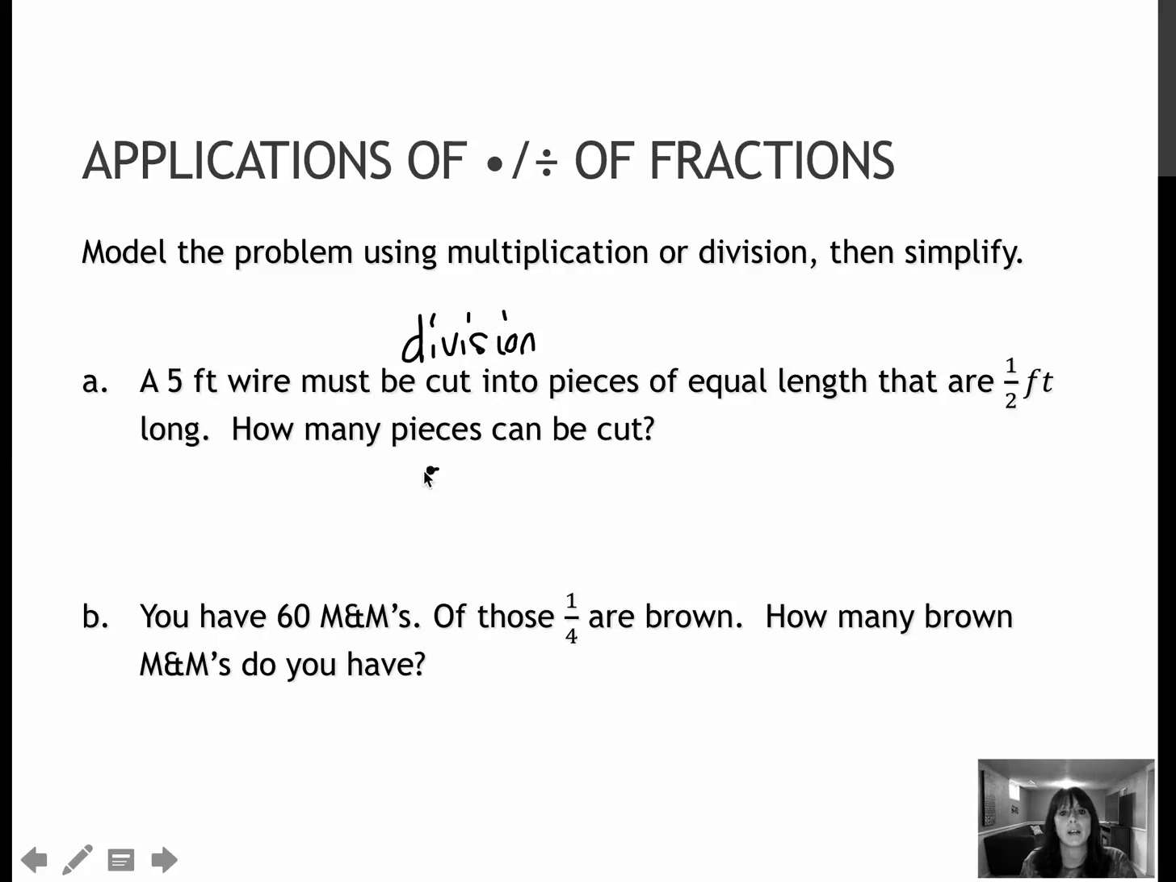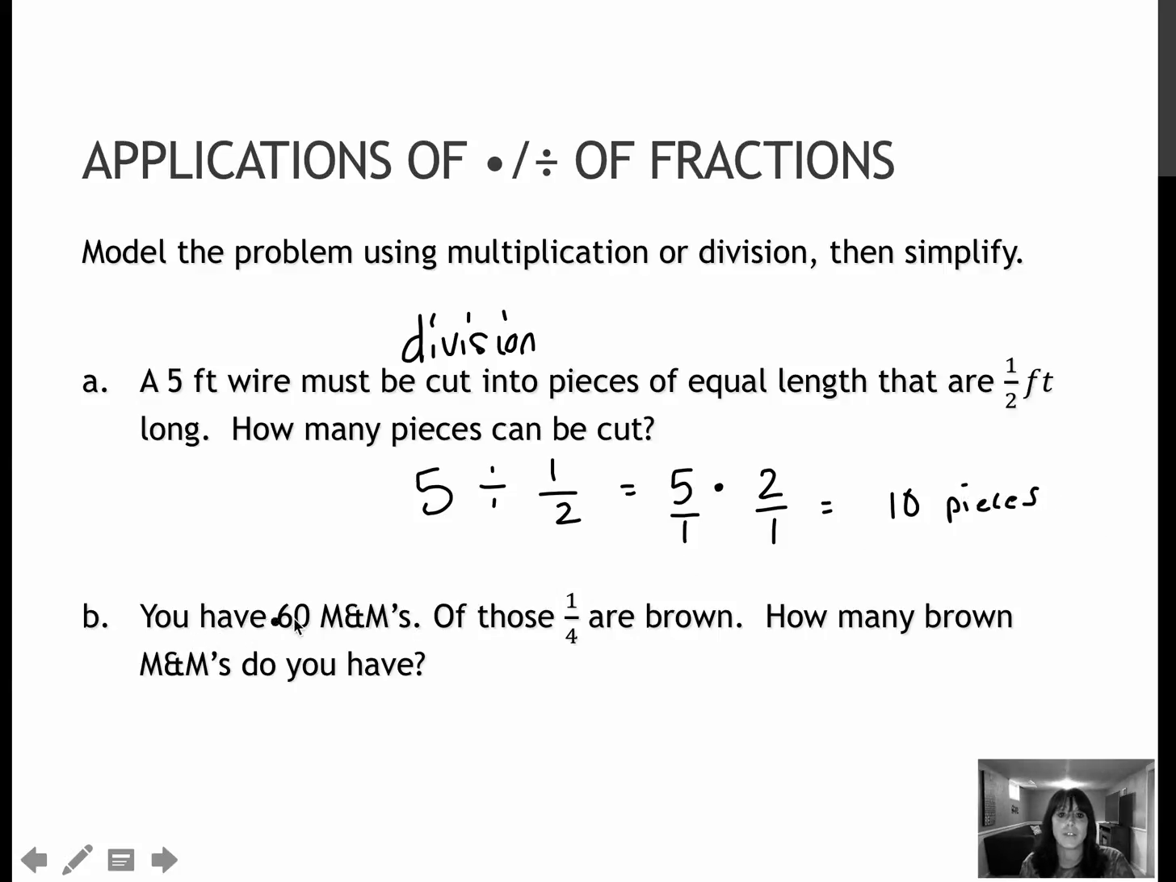So a 5-foot wire must be cut into pieces of equal length that are a half of a foot long. So 5 divided by 1/2. How many pieces can be cut? Well, I know when I divide with fractions that I'm going to change that to multiplication by the reciprocal. So the reciprocal of 2 over 1, or 1 over 2, is 2 over 1. So really, I'm taking 5 times 2, which is 10. And because it's a story problem, I would write, I can cut the wire into 10 pieces. So make sure that you are writing your sentence and also labeling your solution.